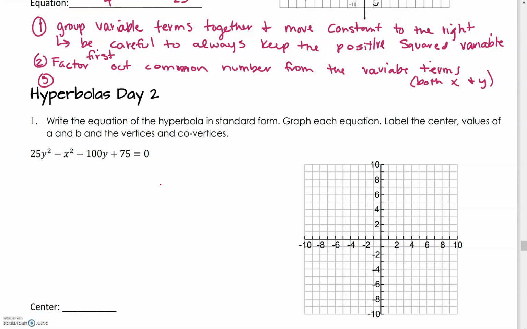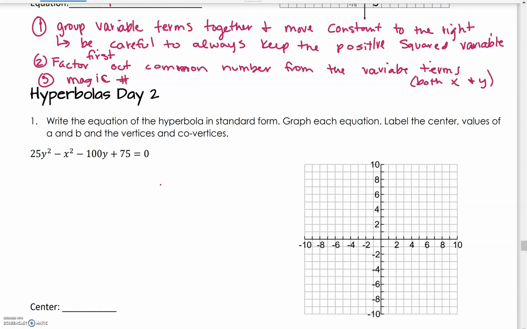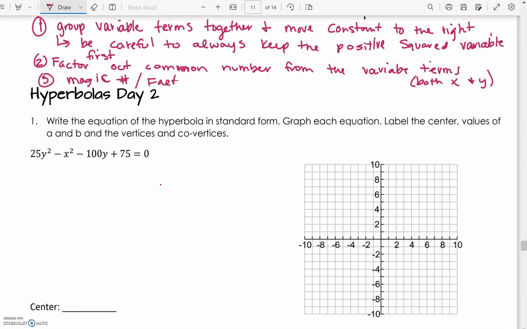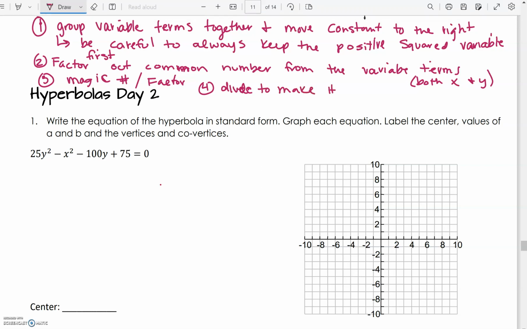And step 3, we're going to do our magic number and factor. And then we want to divide to make it equal 1.